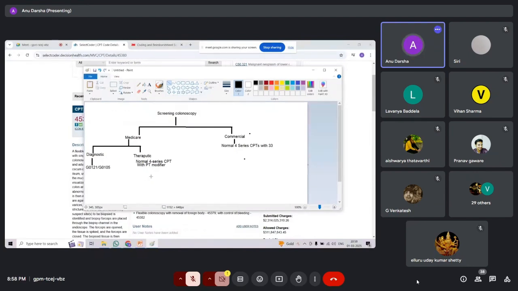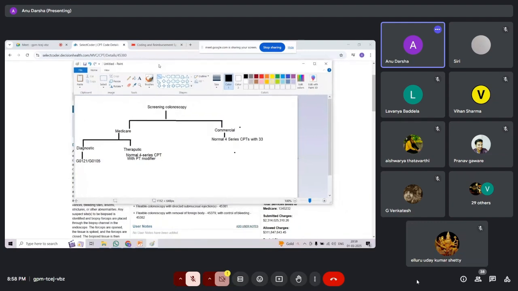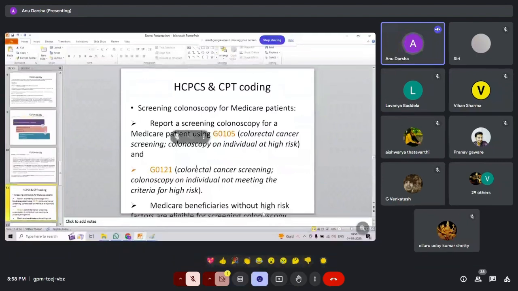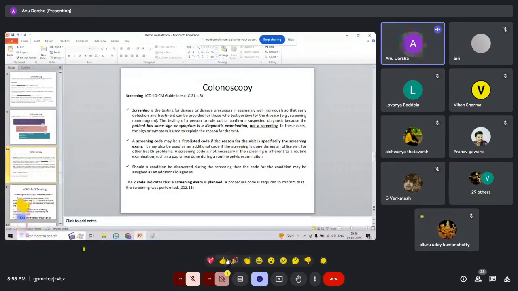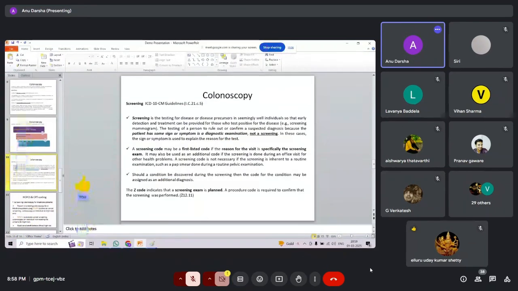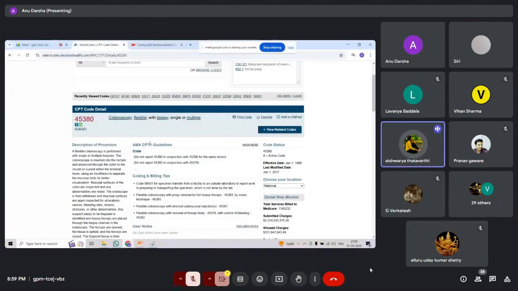Okay, clear? Yes, guys, any other doubts, clarifications, or anything you need? When do we have to apply G0121 and G0105? Sorry, could you please come again? When we have to apply the HCPCS codes like G0121 and G0105, what's the difference between them?